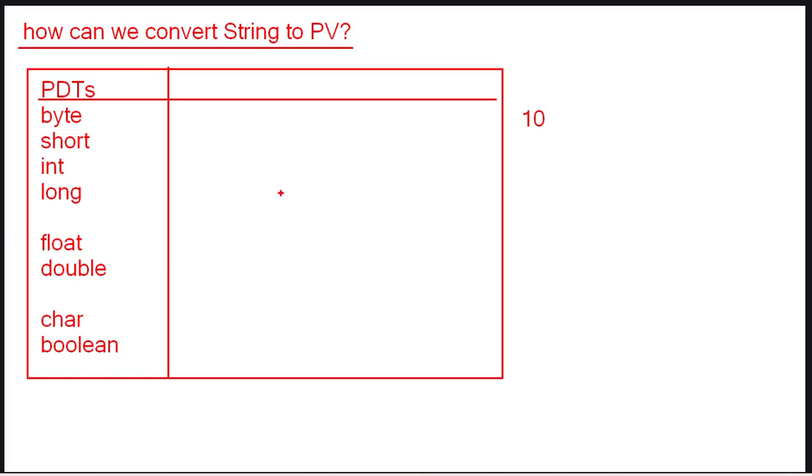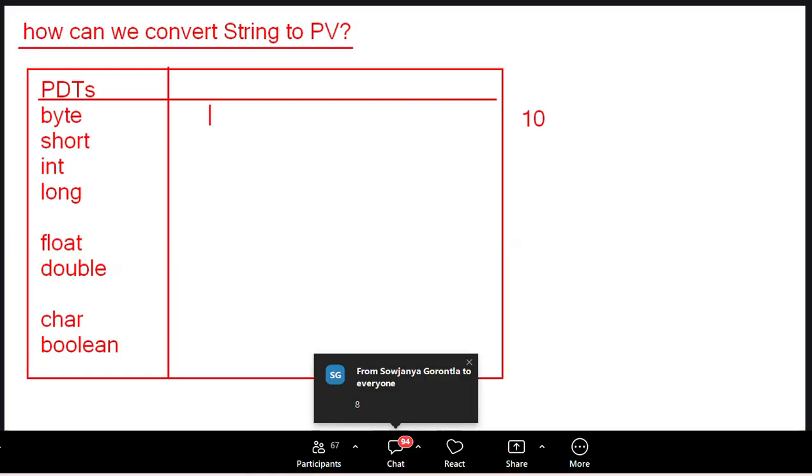For every primitive data type, predefined classes are provided. How many primitive data types? 8. How many predefined classes are provided? 8 classes. What is the name of the class? Byte. The keyword is byte.